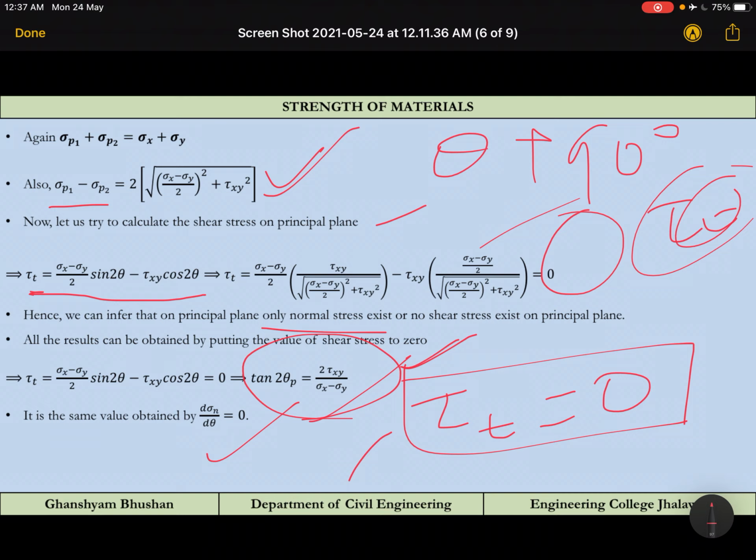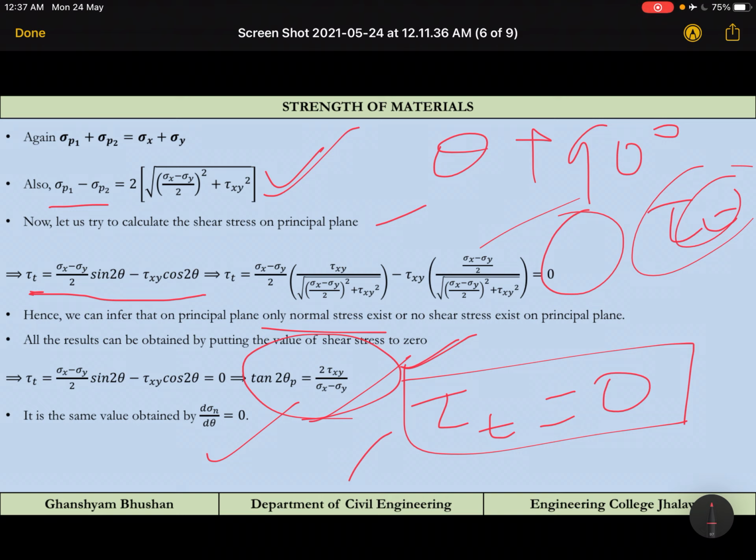So we have sigma n and tau t equations, and sigma n is a variable only in theta. To calculate the maximum value, we have to check for what values of theta the derivative is 0. We equated it to 0 and got tan 2 theta p equal to 2 tau xy divided by sigma x minus sigma y. From here we calculated sin theta and cos theta, put in the values, and obtained an equation for sigma p1.